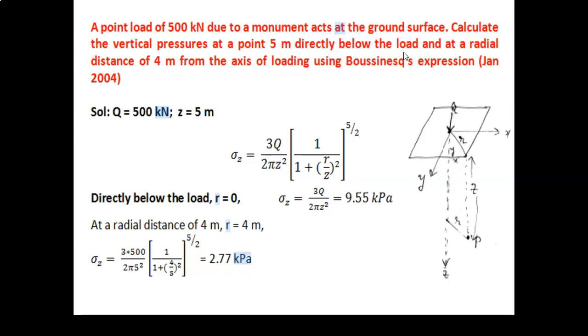So directly below the point load, the r value is 0. So when you take r equal to 0 in this equation, then you can write sigma z equal to 3q by 2 pi z square. Substituting the values of q and z in this equation, we'll get the increase in stress as 9.55 kilonewton per meter square.